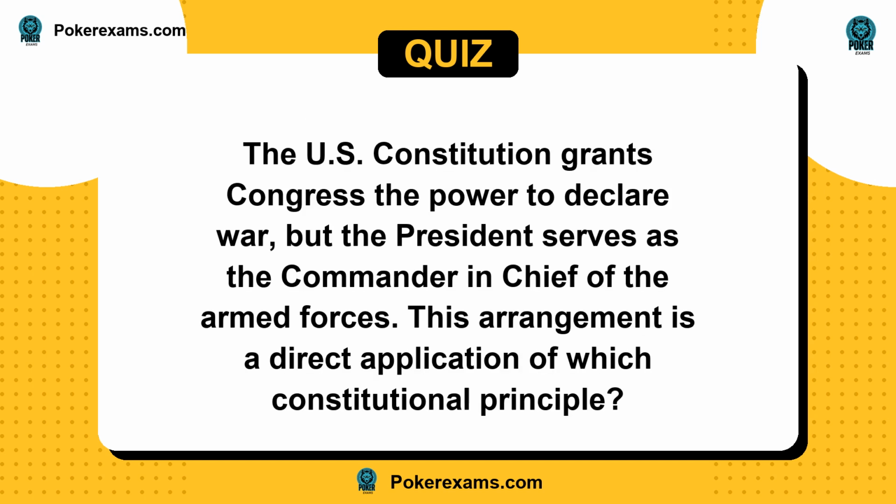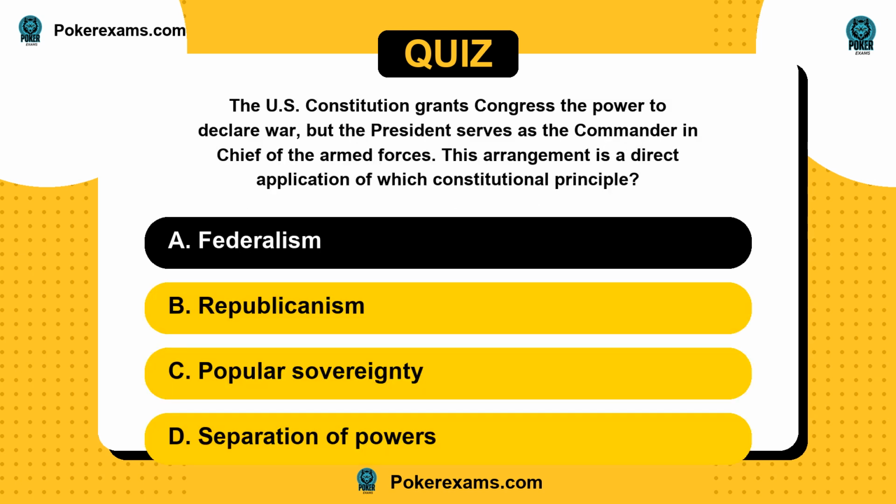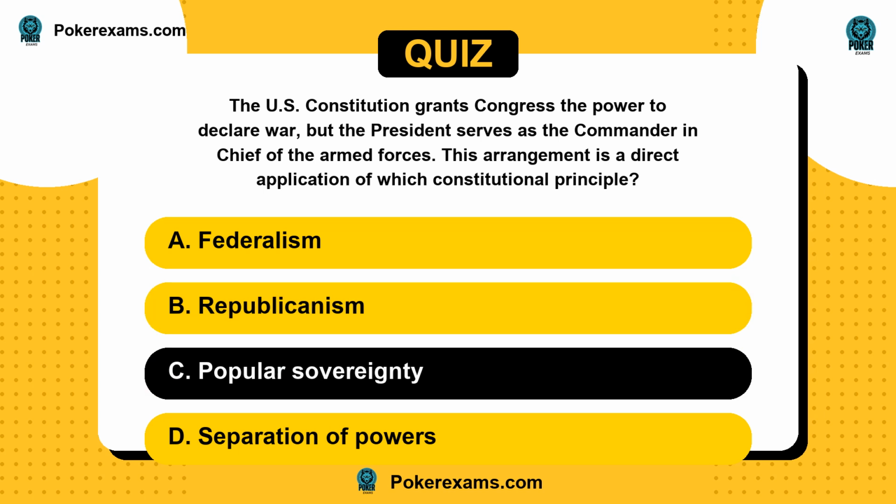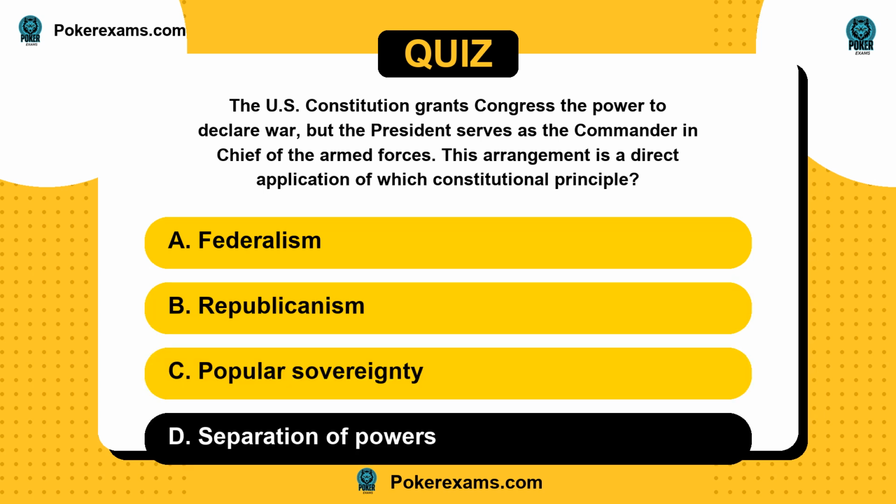Next question. The U.S. Constitution grants Congress the power to declare war, but the President serves as the Commander-in-Chief of the Armed Forces. This arrangement is a direct application of which constitutional principle? Is it A, federalism? Or B, republicanism? C, popular sovereignty? Or D, separation of powers?